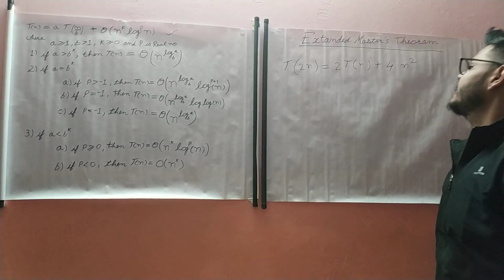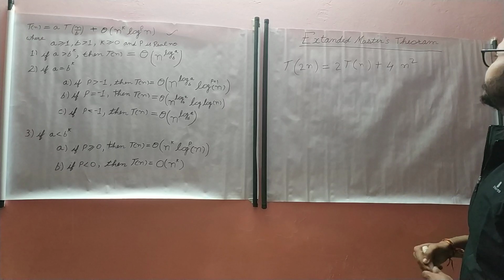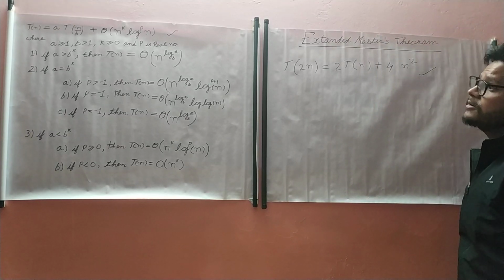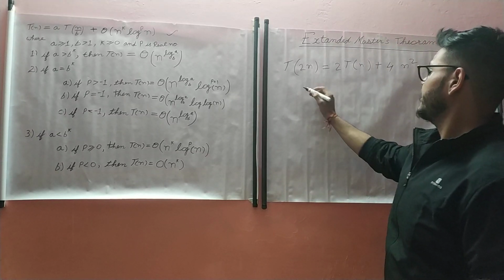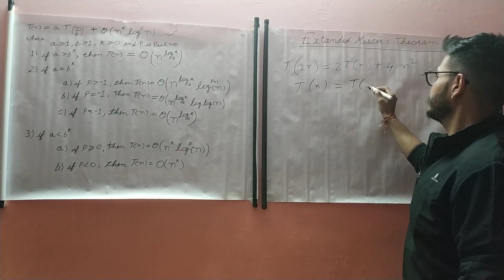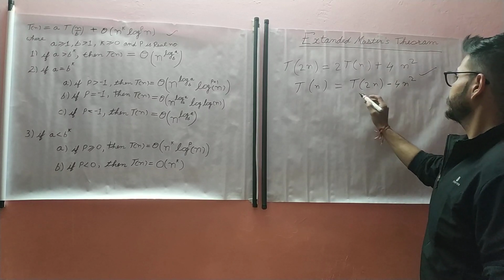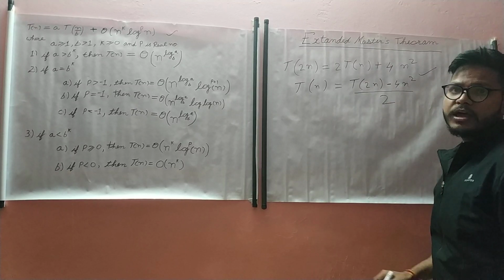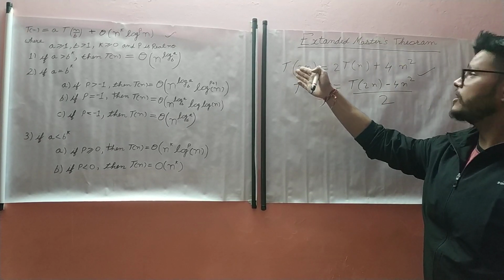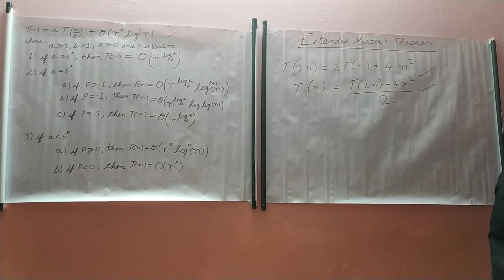So guys, let's see another example. This example is somewhat special. Let's compare this recurrence relation with the form. We come to know that Tn equals T(2n) minus 4n squared, divided by 2. What I did is I took this to that side and divided by 2 on both sides, so we get this equation.